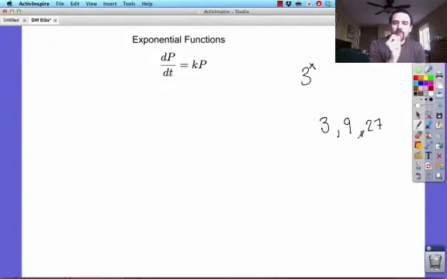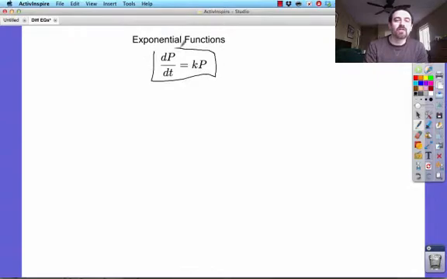So from one value of t to the next value of t, we're increasing by a constant factor. That's what this is saying. The rate of change increases by a constant factor. So the derivative of an exponential function is increasing by a constant factor. That's what makes it exponential. This is another way to say that. An exponential function is one where the derivative increases by a constant factor.